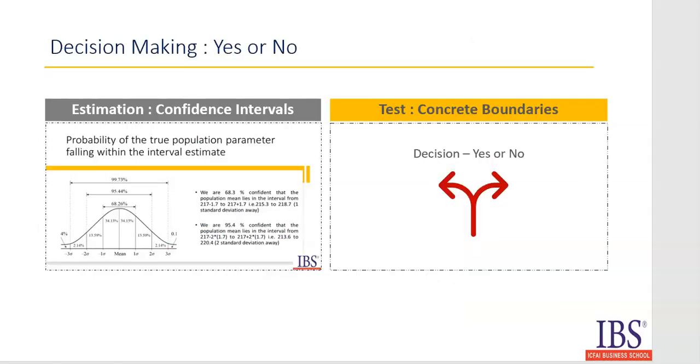Hope you remember this slide from my lecture on estimation where I talked about confidence interval. Confidence intervals provide us an estimation of where the parameters are located. However, when you are making a decision, you need a yes or no answer, and hence we use a test. Hypothesis testing gives us a concrete boundary to decide.